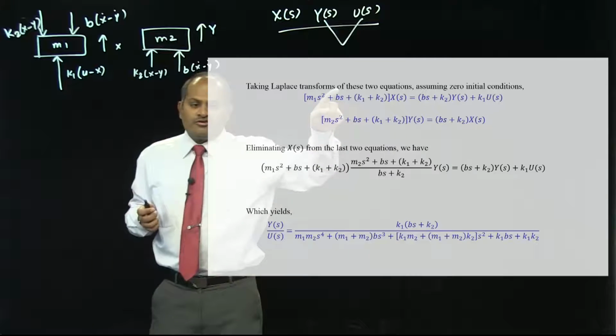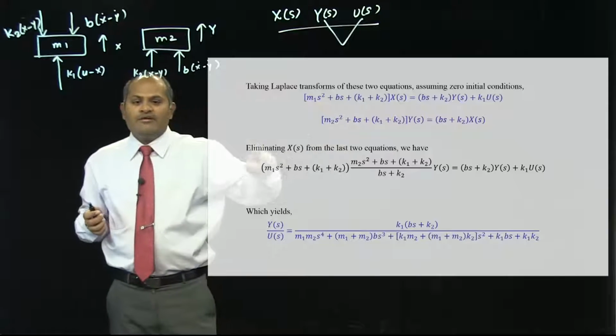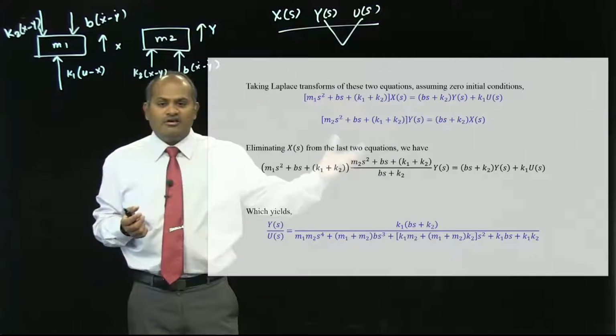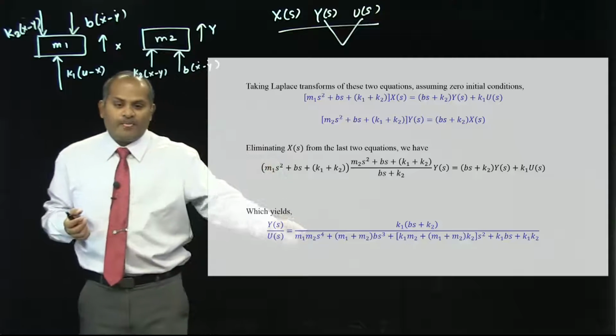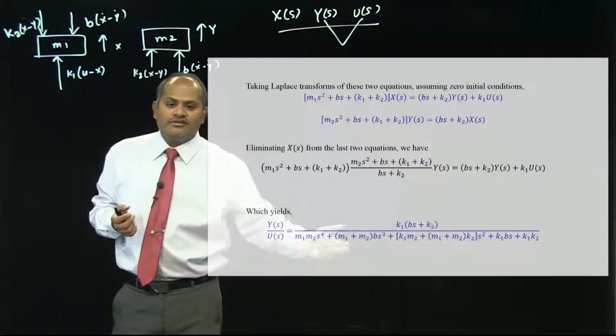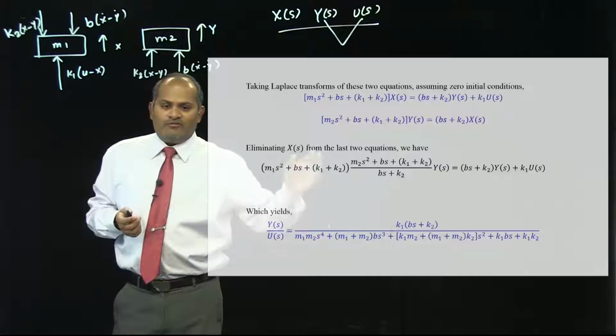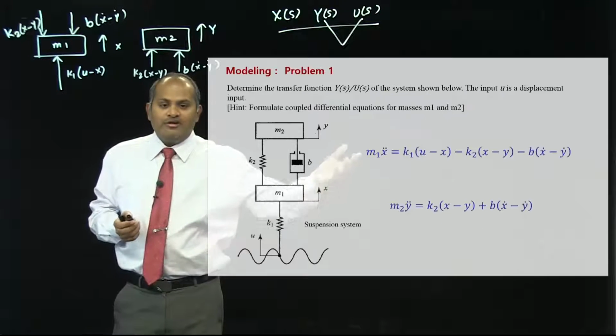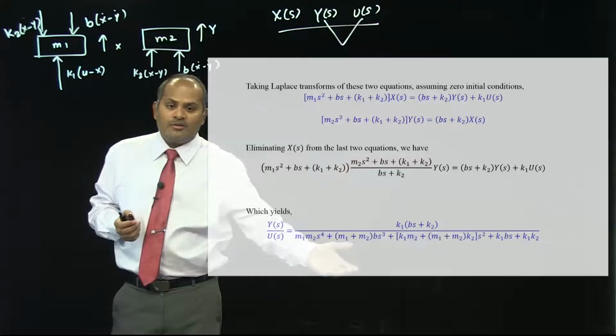Once we formulate these two coupled differential equations, eliminating x, we can form one nice differential equation. Eliminate x from these two equations, it is like polynomials. So, we can get one combined equation. Once you get the combined equation, just rearrange the terms and you can directly get y of s by u of s in this nice form. Once you formulate the differential equations, it is not a big problem to complete the problem.